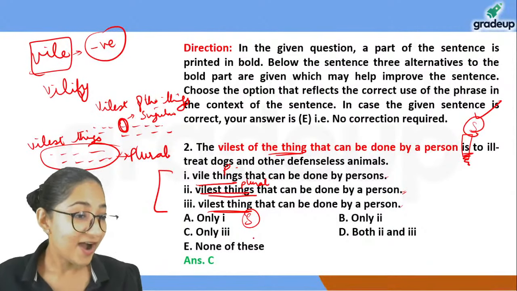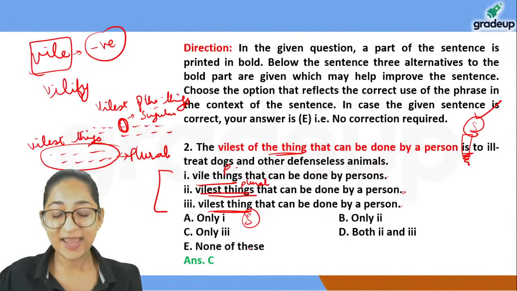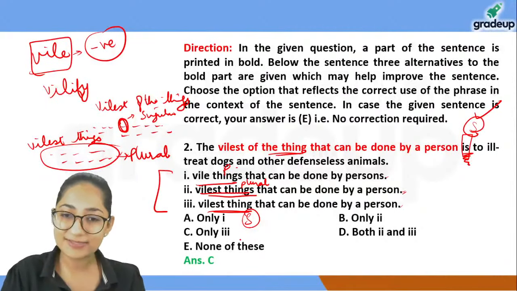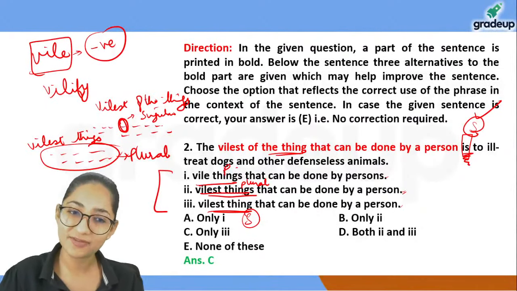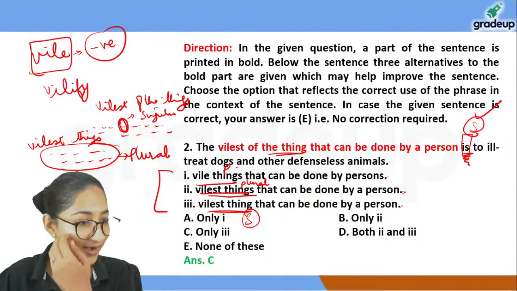Yes, absolutely right you are, Daisy. Okay, I hope that now everything is clear: vilest thing, vilest of the things, vile things. I hope that everything is clear now.